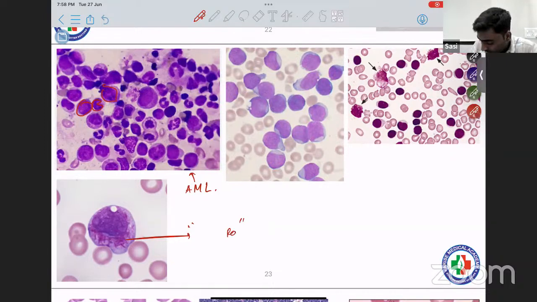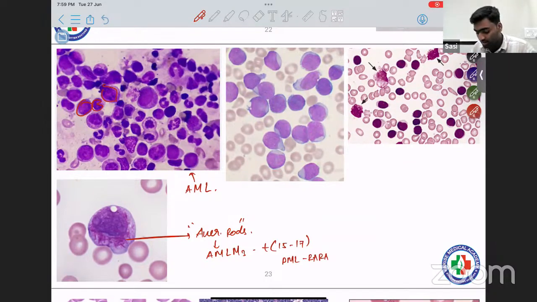Next one, in a case of AML, you will be able to see these rods. What is the name of these rods? Yeah, correct. It is known as the Auer rods, and it's most commonly seen in the case of AML M3 as per the previous classification. It is due to the translocation 15;17, which is actually what? PML-RARA translocation. Okay, just remember these few things about AML.